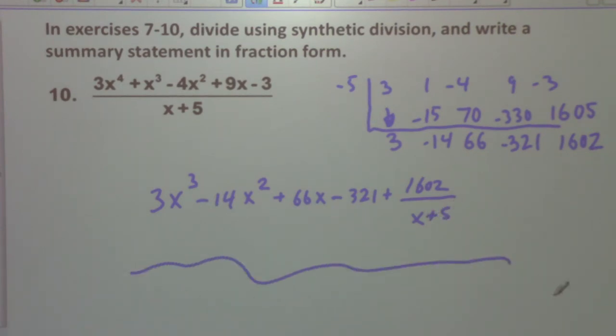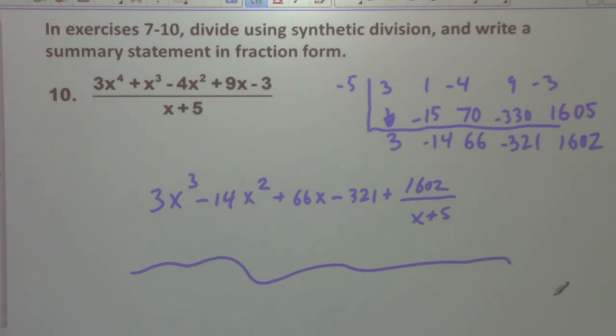Okay, before we go on to the next set here, which is related but not exactly the same, is x minus 5 a factor of 3x to the 4th power plus x cubed minus 4x squared plus 9x minus 3? It is not a factor. Why is it not a factor? Because there's a remainder other than 0. So this gets us to the next set we're going to be doing, the factor and remainder theorems.